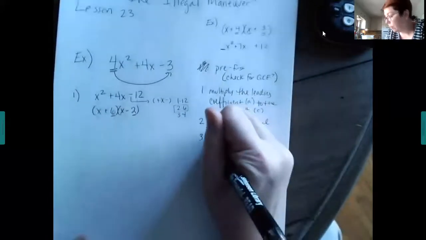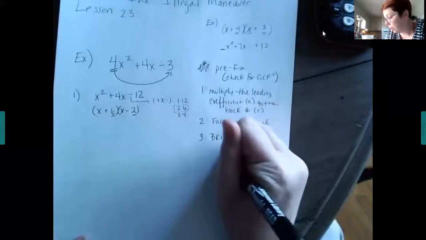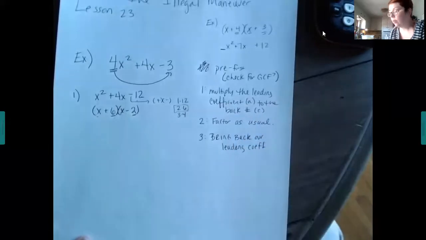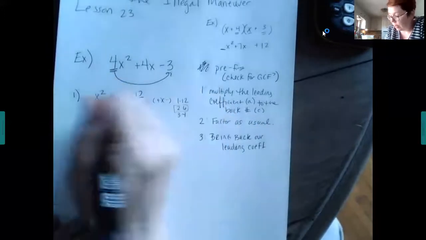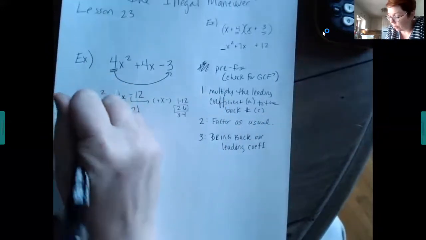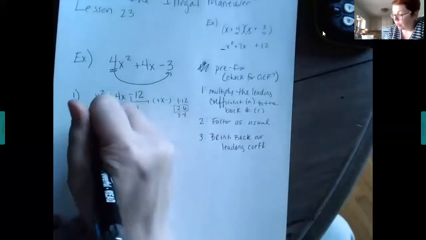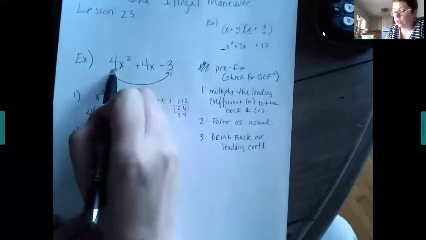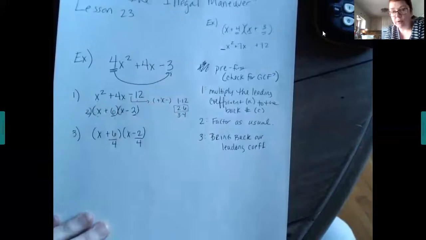Step 3, we bring back our leading coefficient. And we bring it back in as a fraction. Now, don't get scared. It's fine. Yes, it's a fraction, but don't worry about that. Okay. This is 2, 3. We bring it back, meaning, so our leading coefficient was 4. That's how we bring it back. Okay.